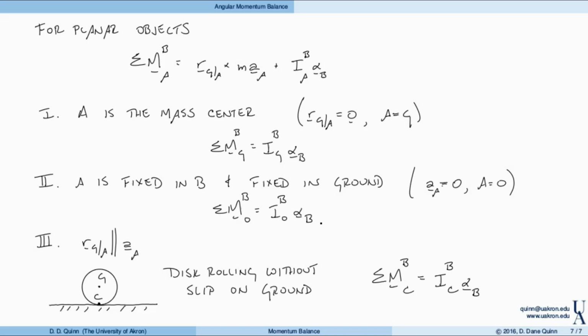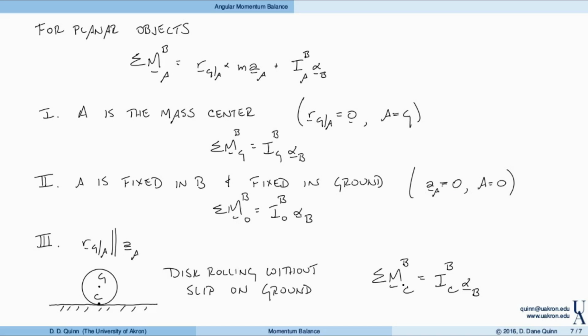So in these three cases, this general form for angular momentum balance simplifies because the first term representing this cross product drops out. It's when the position of G with respect to A is equal to 0, so A is exactly the mass center. Or A is fixed in the body and fixed in the ground, so its acceleration vanishes. Or finally, if these two vectors are parallel, which happens when we have a disk rolling without slip on the ground. Then in all three cases we have this simplified form.